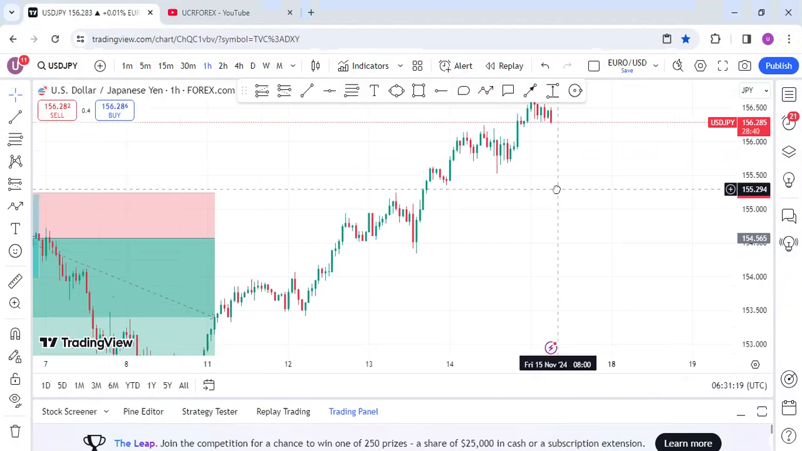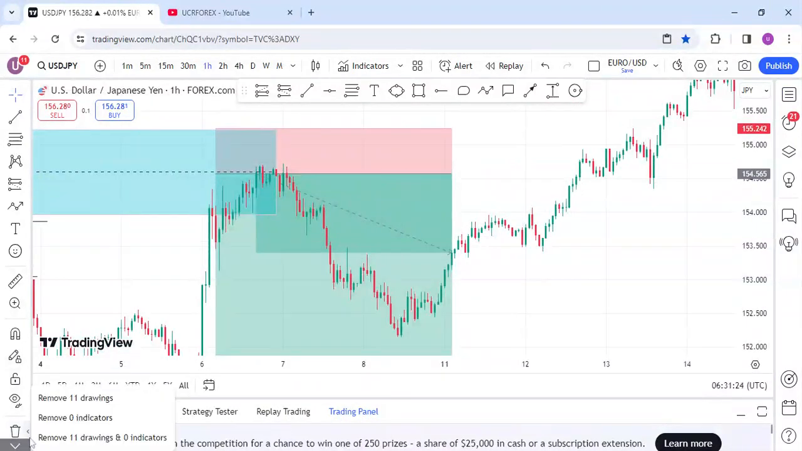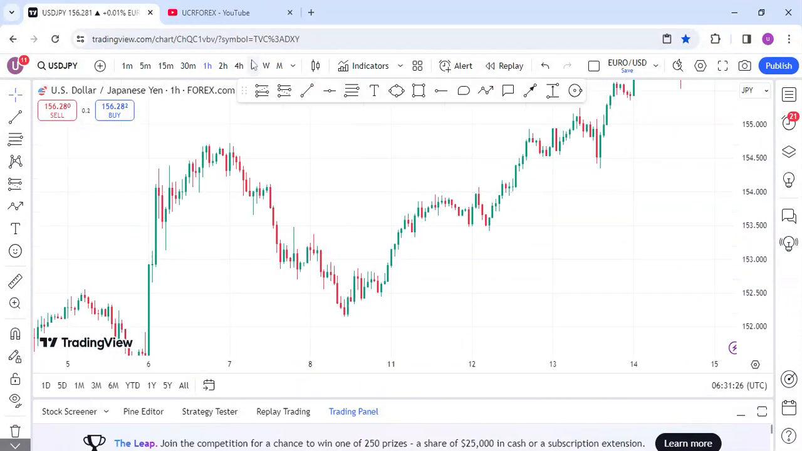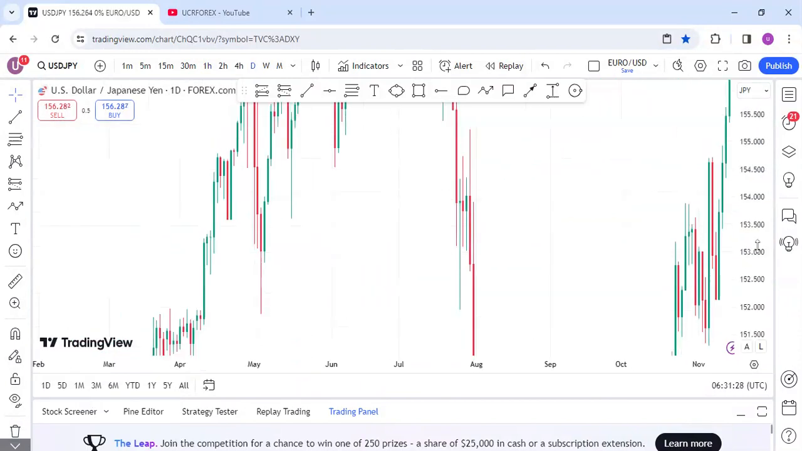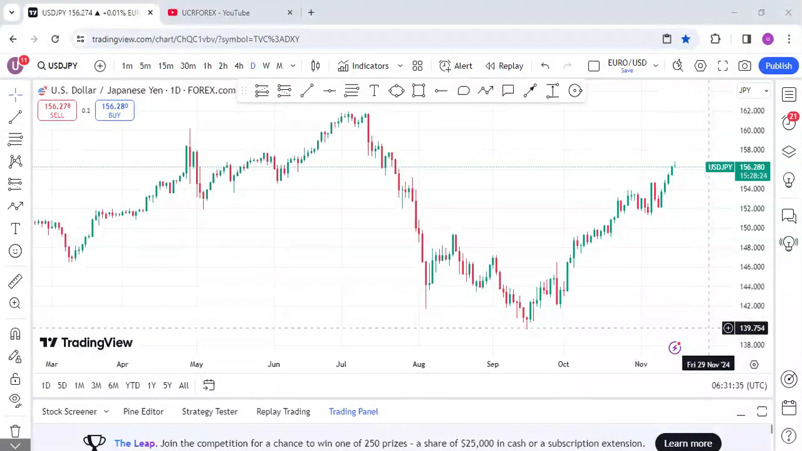Okay, so a quick one, guys. Let's remove all these things, and okay, now on the daily time frame, where exactly is USD JPY heading to?